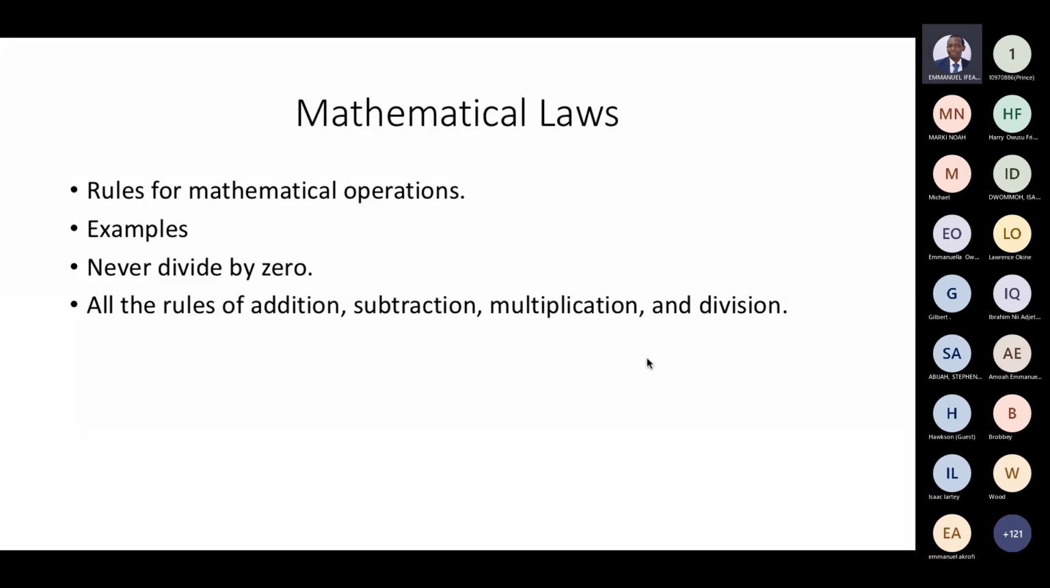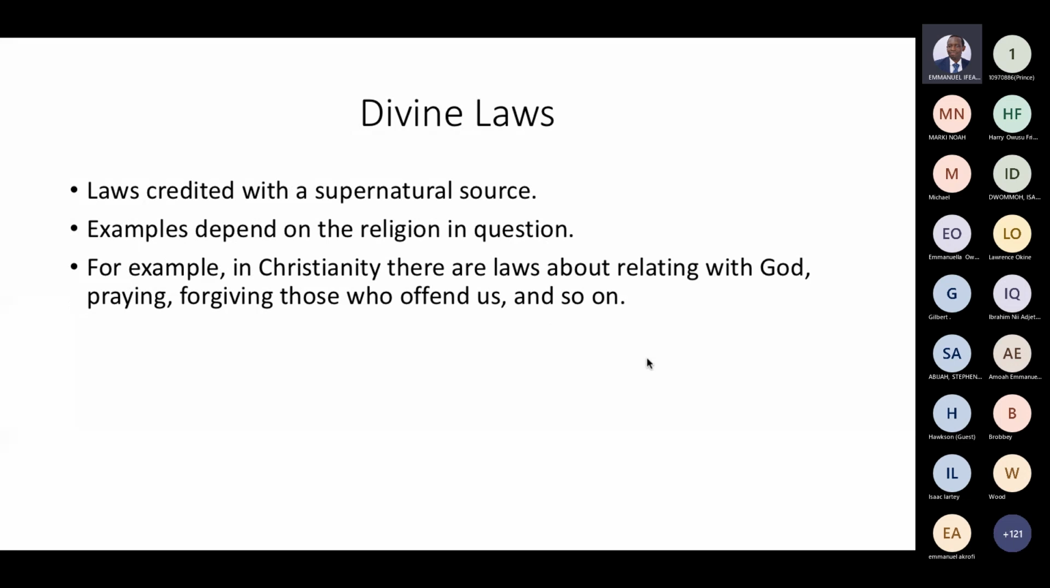Then we have divine laws, which are laws credited with a supernatural source. Examples depend on the religion in question. So, for instance, in Christianity, there are laws about relating with God, praying, forgiving those who offend us, and so on.